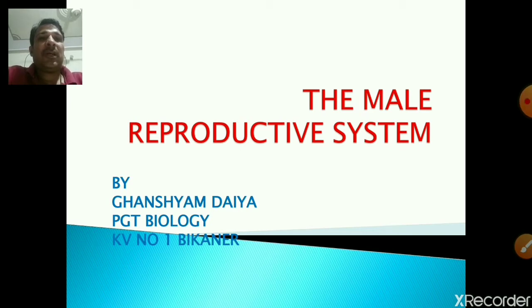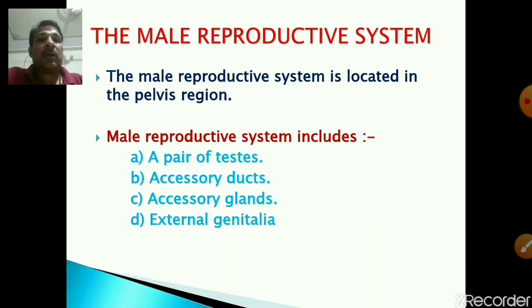Today, we will learn a new topic, male reproductive system. You know about the male reproductive system? The male reproductive system is a very important part of the human reproductive system. It is located in the pelvic region. The male reproductive system includes four parts.